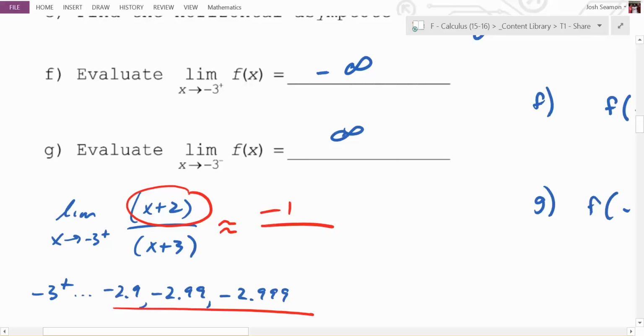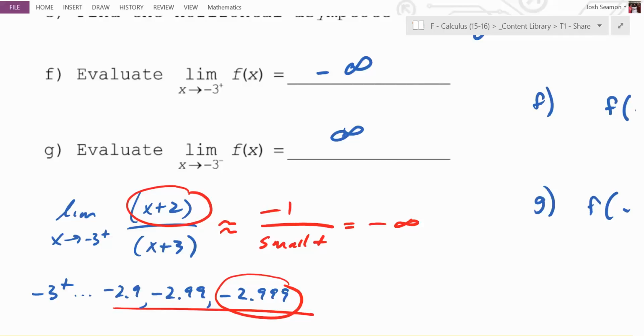But the bottom, think about this: negative 2.99999. When you add 3 to it, does it become positive or negative? Positive. Is it going to be a big number or a small number? Really small. It's going to be a really small positive number. What's negative 1 over a really small positive number? Remember, we think negative 1 is small, but guess what's really, really small? The denominator. Negative 1 divided by a small positive number is negative infinity.